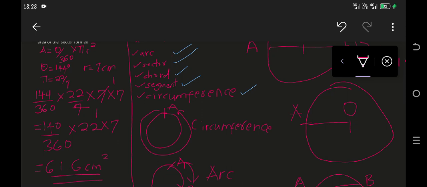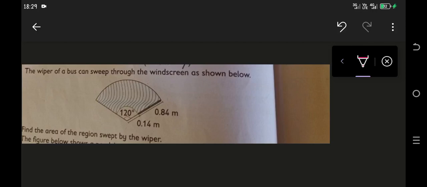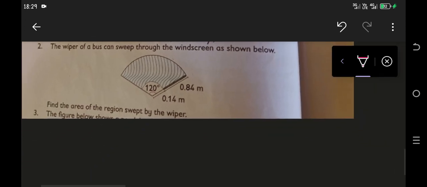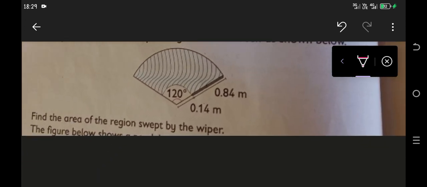The second one, you are told the wiper of a bus can sweep the windscreen as shown below. So we have the arc there, but there is a hole in that arc. So this is going to give us something called an annular sector where there is a hole at the center. So this means that we are going to be subtracting the two radii that we have been given. You're told to find the area of the region swept by the wiper.